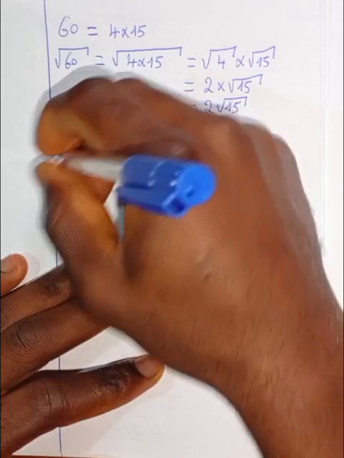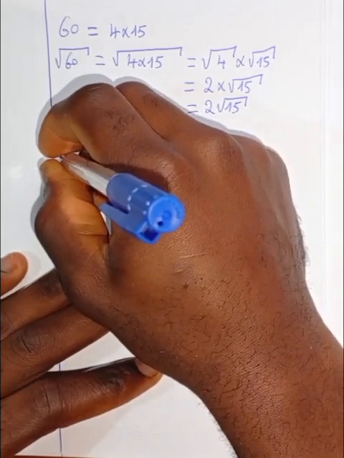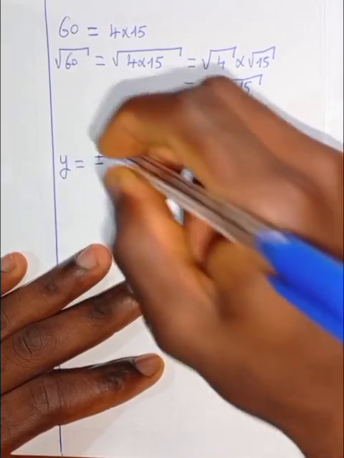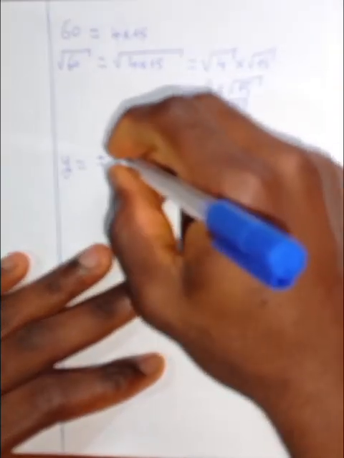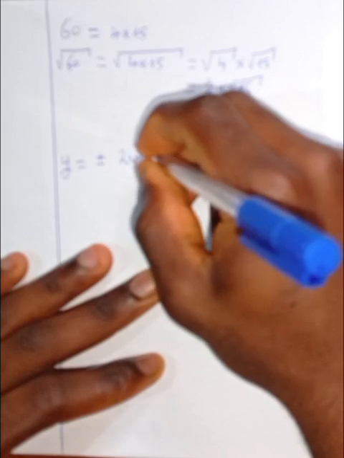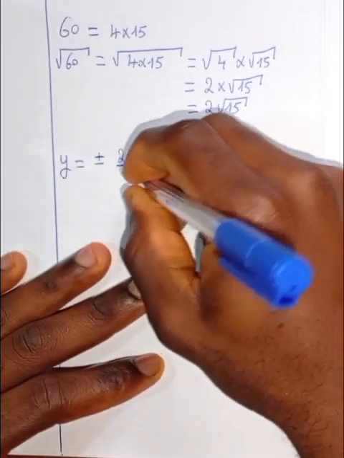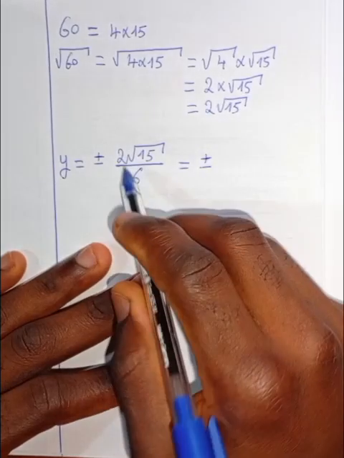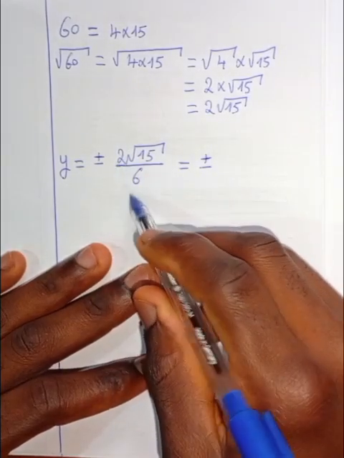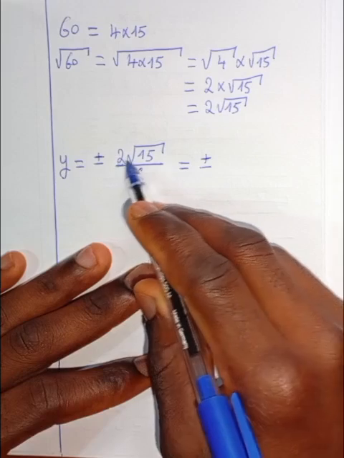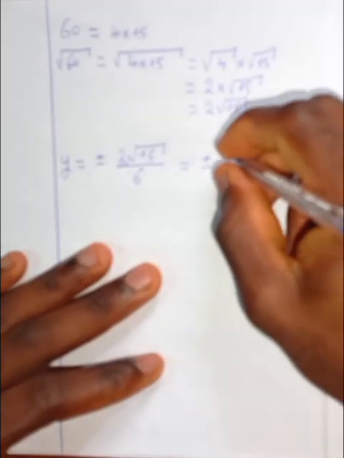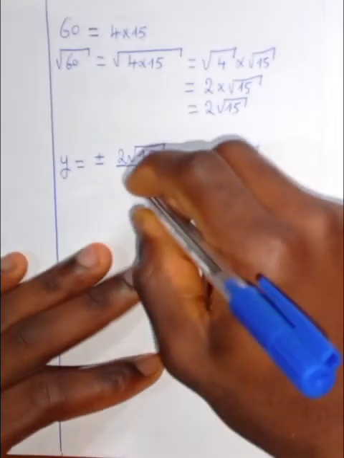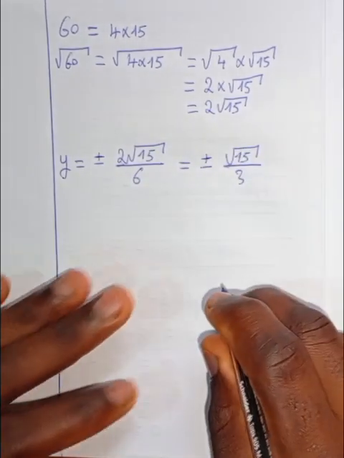Now we move back to our solution. This will give us y to be equal to plus or minus, remember, root 60 is simply 2 root 15, we divide by 6. This will simply be equal to plus or minus. We know the highest common factor of 2 and 6 is 2. So 2 will cancel 2. We'll be left with root 15 at the numerator, all over, 2 will go into 6 3 times.